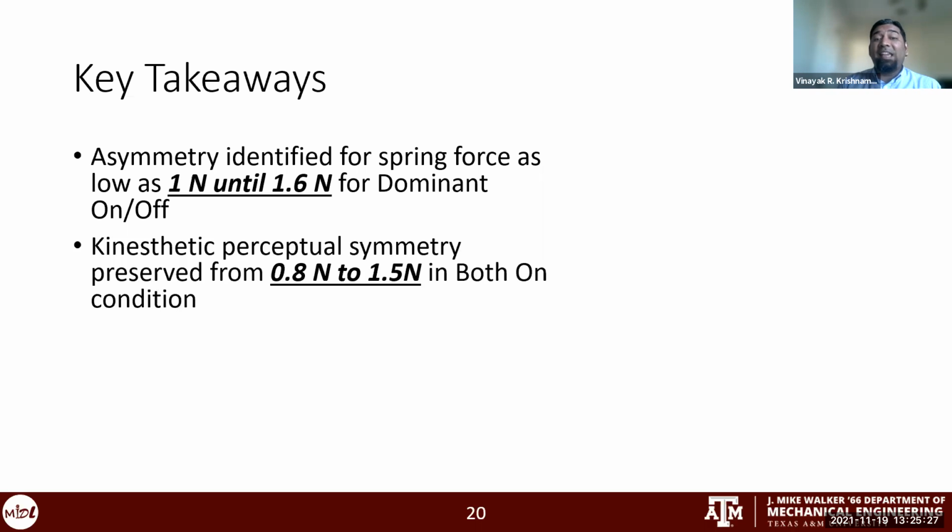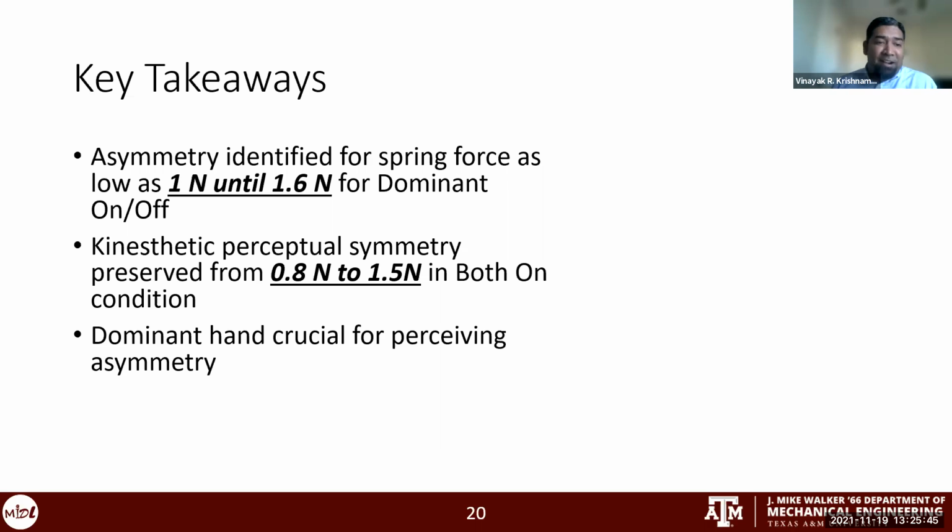We also see that this symmetry is preserved from 0.8 to 1.5 Newtons in the condition when both the devices are on. So even when you're looking at the ground truth, there is a chance that some people will have false negatives, okay? That they will say something is asymmetric when actually it is symmetric. So that was pretty interesting to us. We did not expect that.